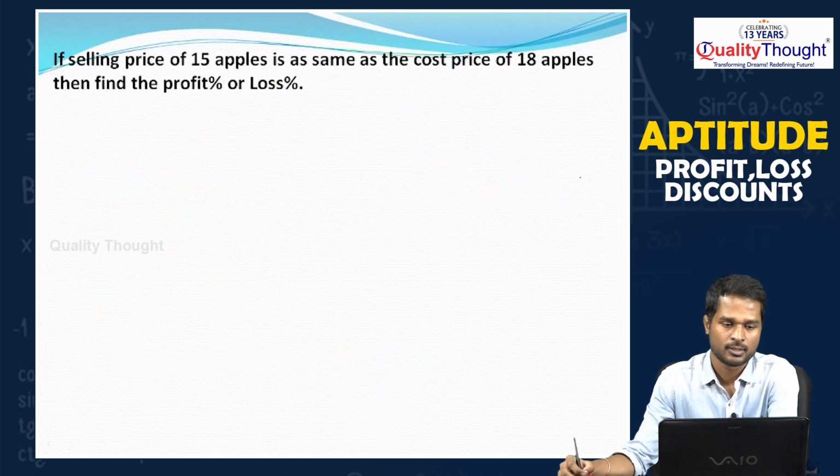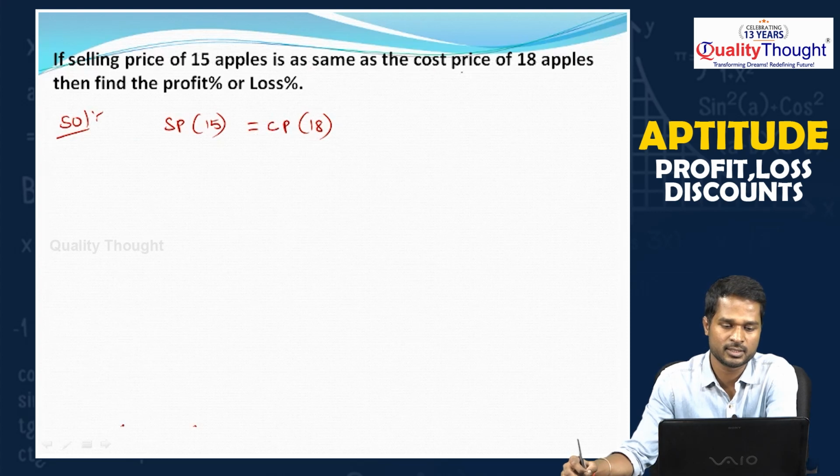Next question. If the selling price of 15 apples is the same as the cost price of 18 apples, then find the profit or loss percentage. So, that is the question we have. Let us see it. Write the equation from the question, what he has given. So, that is, selling price of 15 apples is equal to the cost price of 18 apples. Now, cancel the things, we can cancel these here itself.